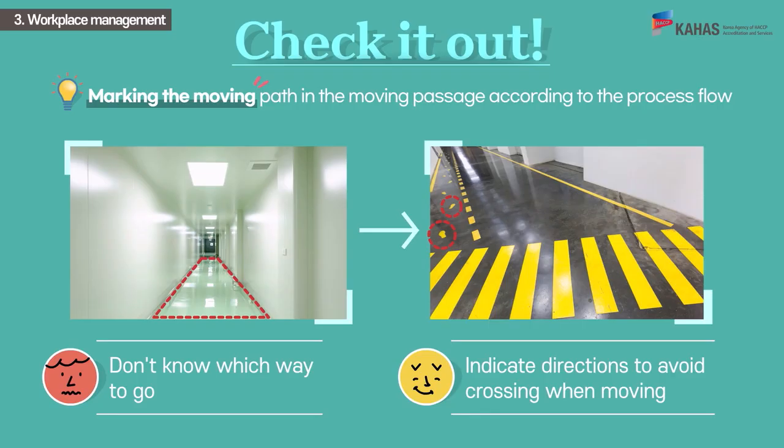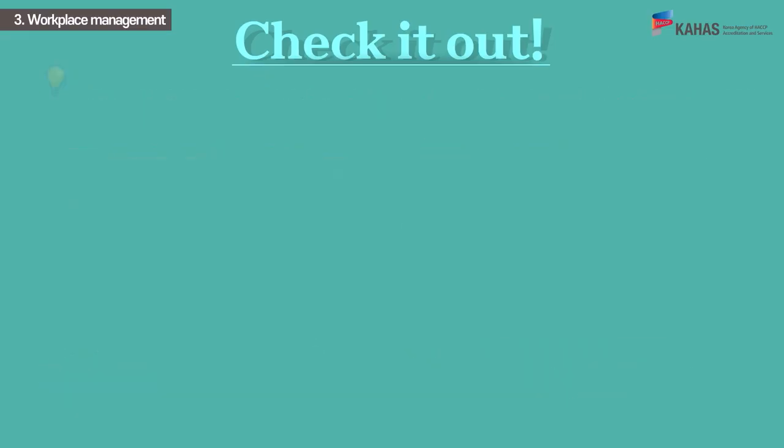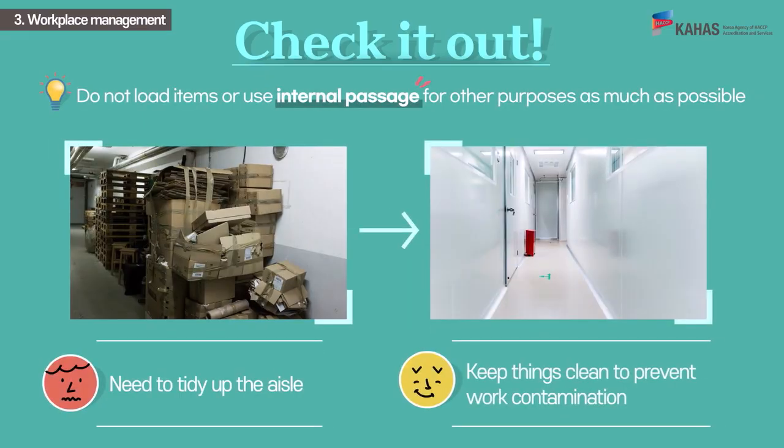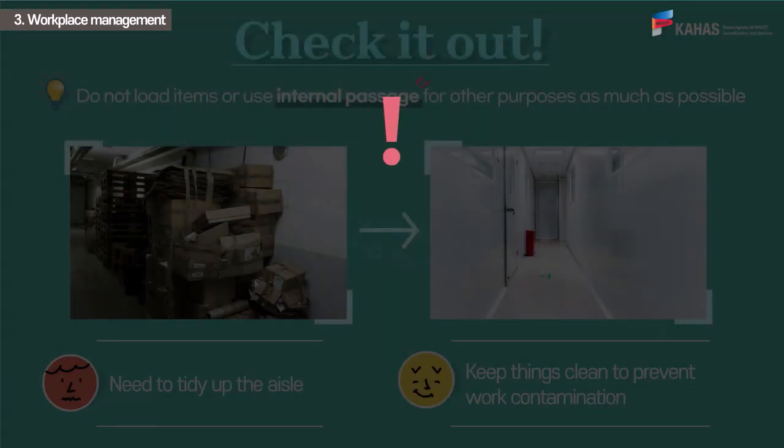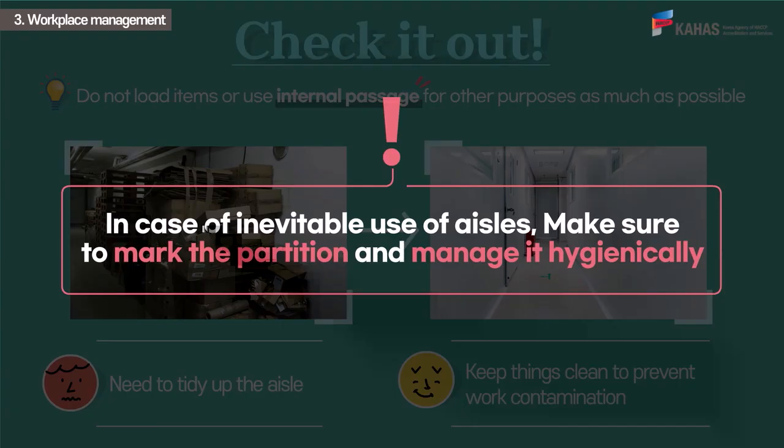Check it out. Mark the moving path in the moving passage according to the process flow so that it does not cross when moving. Keep things clean and do not load items in the passageway so that there is no risk of work contamination. However, if it is inevitable to use the passage due to insufficient workspace, it can be used for storage and loading purposes by marking it with lines, etc., and managing it hygienically.